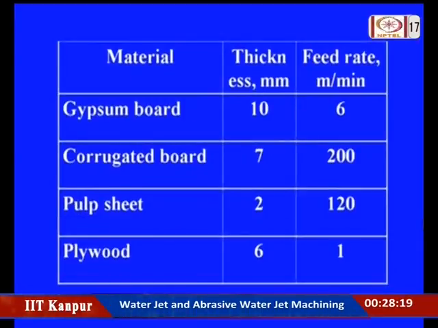For gypsum board of 10 millimeter thickness, feed rate is 6 meter per minute. Corrugated board of 7 millimeter, feed rate is as high as 200 meter per minute. Pulp sheet for 2 millimeter thickness, feed rate suggested is 120 meter per minute. Then for plywood of 6 millimeter thickness, 1 meter per minute feed rate is suggested.